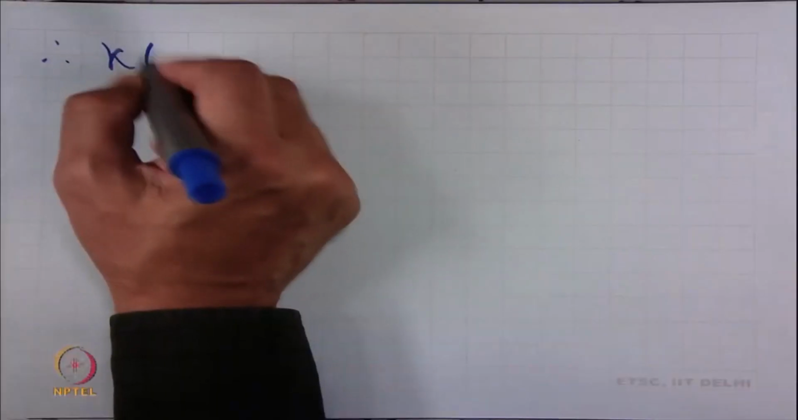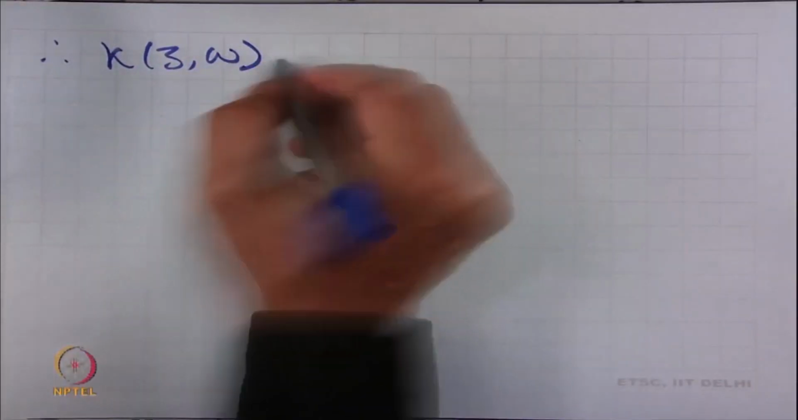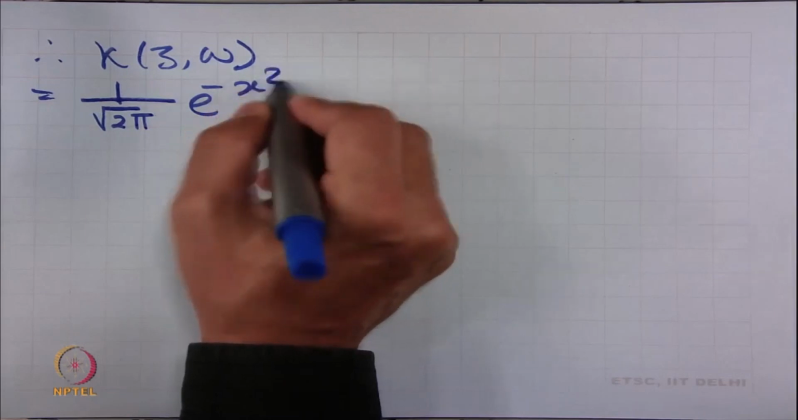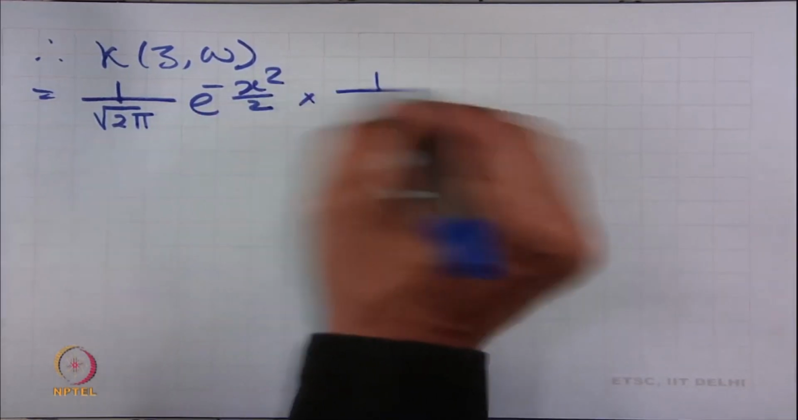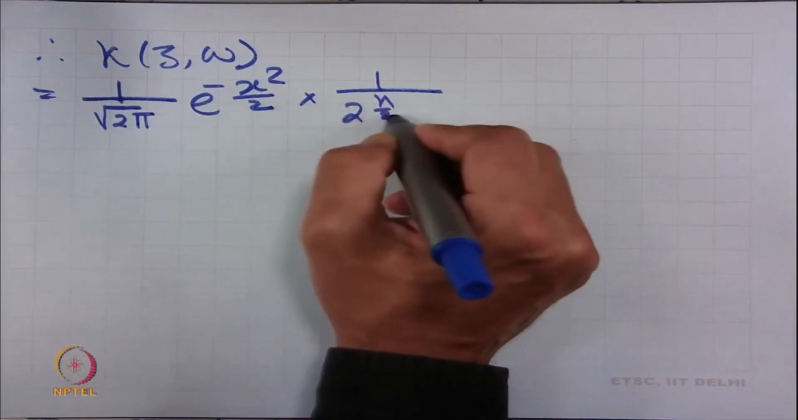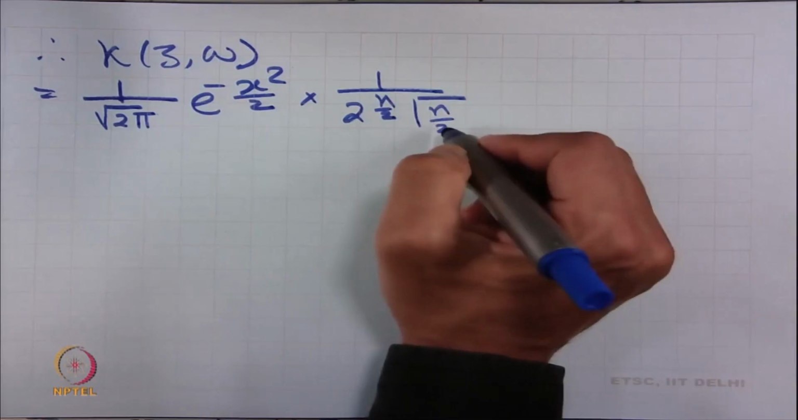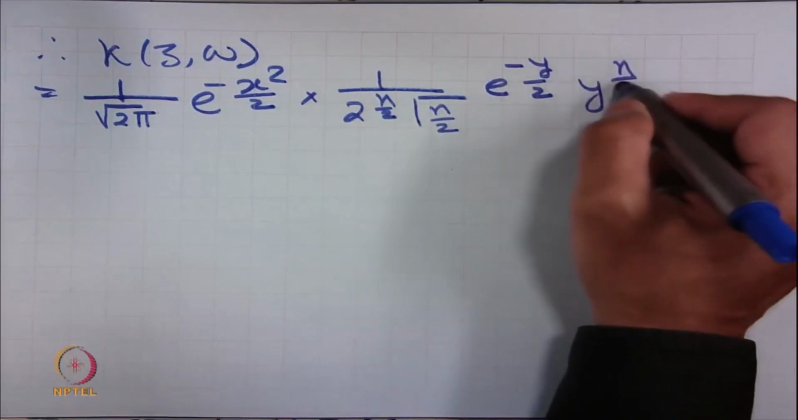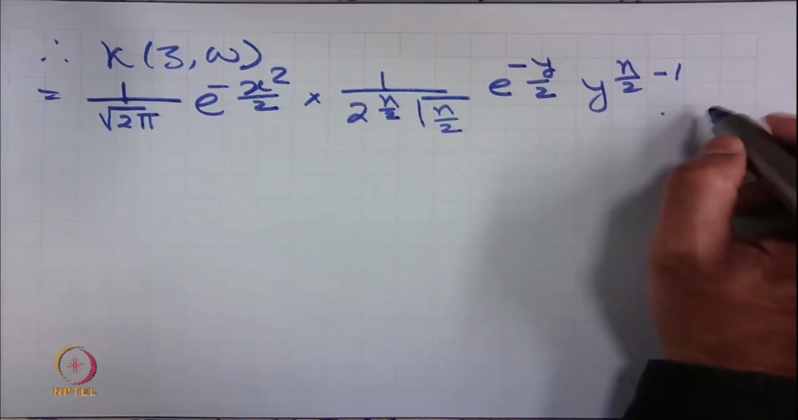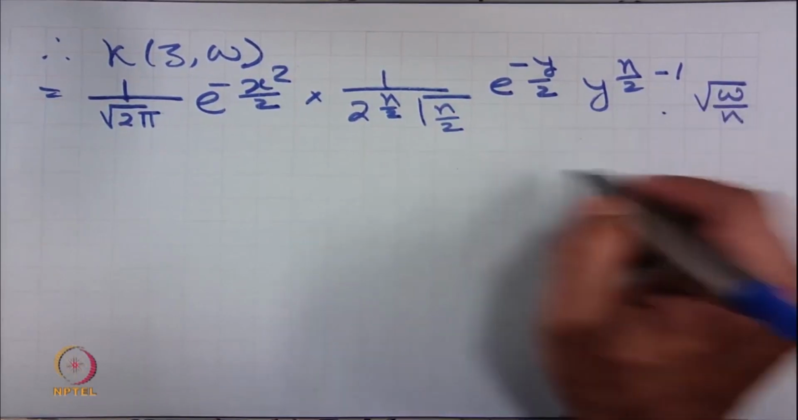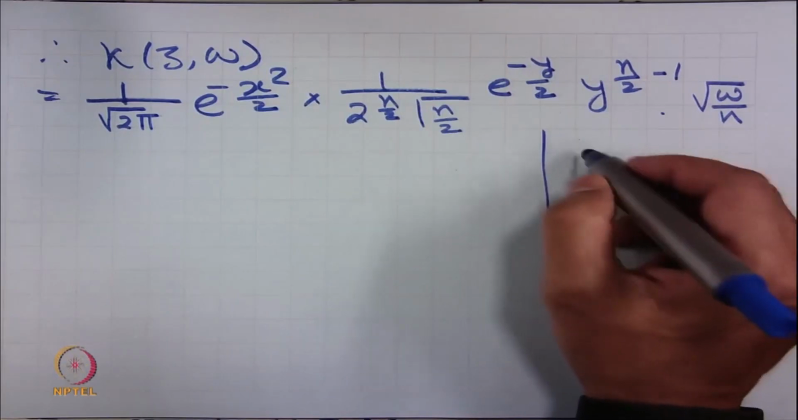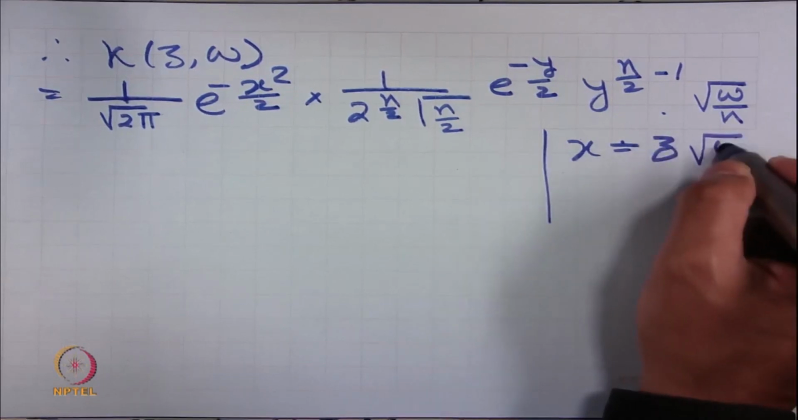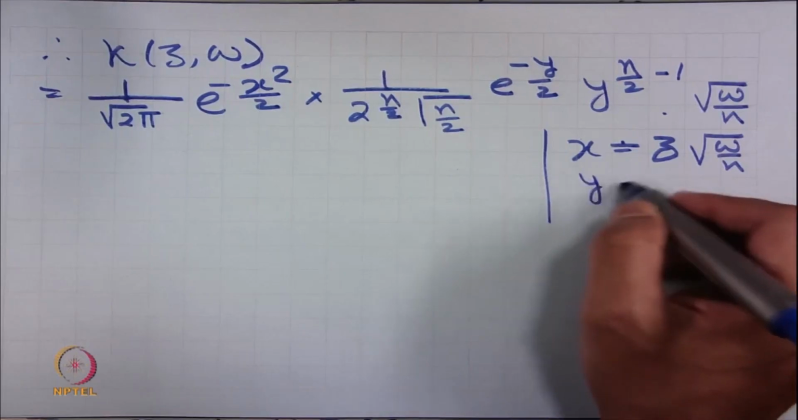Therefore, k z w is equal to 1 over root over 2 pi e to the power minus x square by 2 into 1 over 2 to the power n by 2 gamma n by 2 e to the power minus y by 2 y to the power n by 2 minus 1 into root over w by n, and we have to replace x with z root over w by n and y with w.